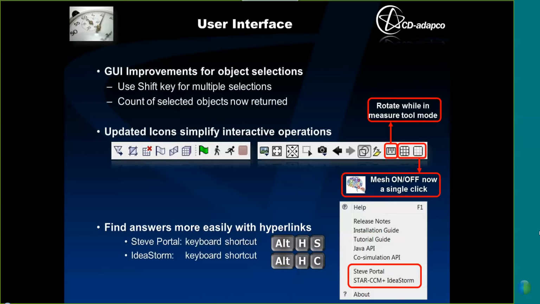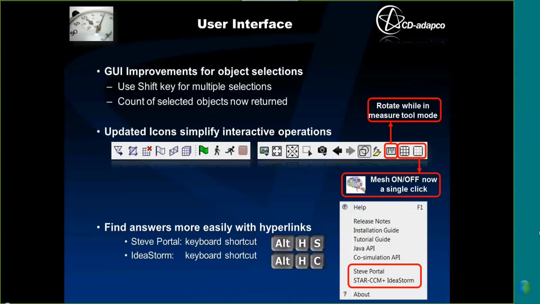We also have updated the GUI so that you can use the Shift key for multiple selections, and the count of those objects are now returned. We've modified the measure tool so that you can now rotate your part while using the measure tool. And this overcomes some problems where you may have blocked the second point you need to select by selecting your first point. So now you can move your geometry while using the ruler tool, making it much more user-friendly.